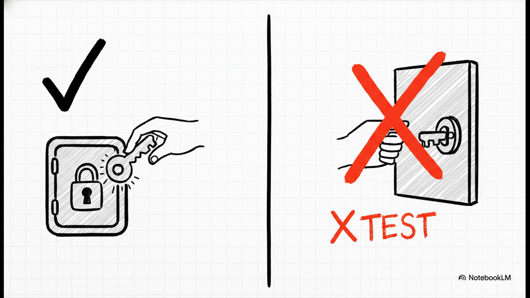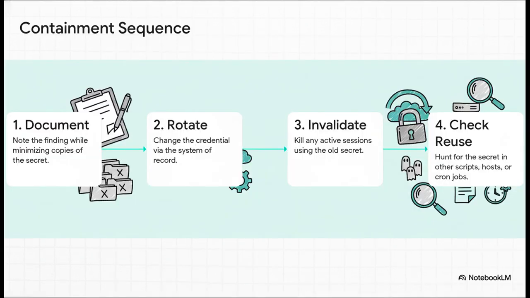Your goal is no longer about finding cool stuff. It is about containing the problem and reducing harm. And that means you absolutely, under no circumstances, test the secret to see if it works. That is the single biggest and most dangerous mistake you can make. Instead, you follow a very clear protocol.